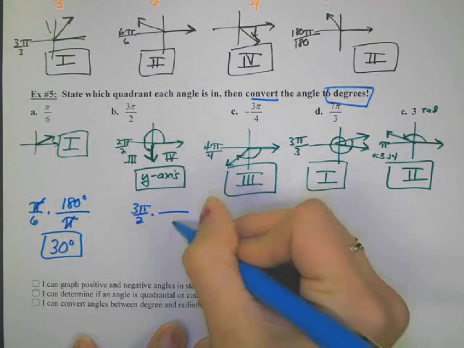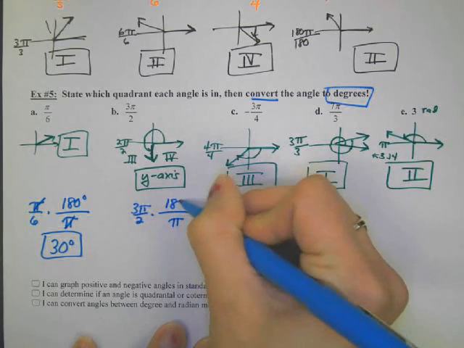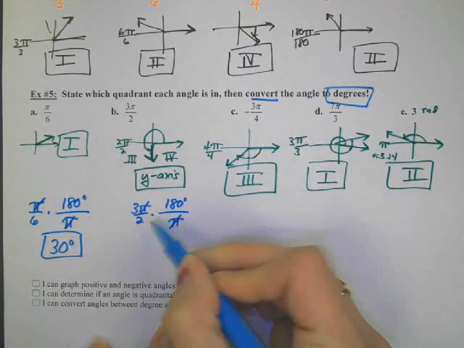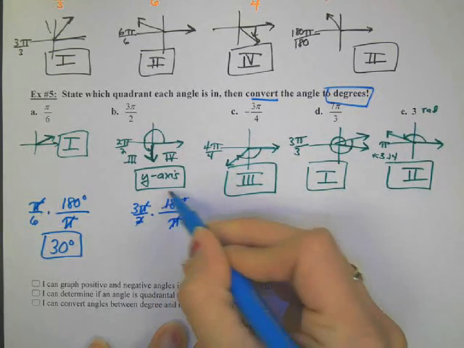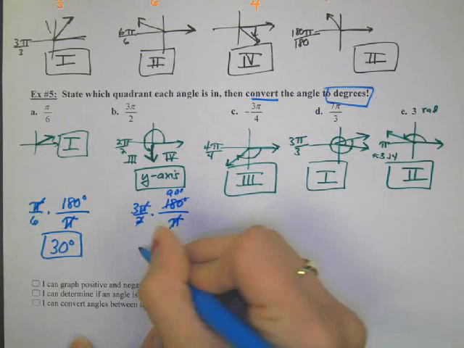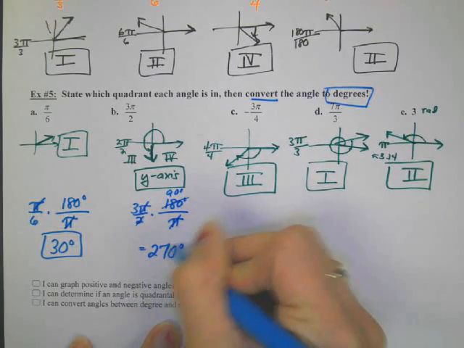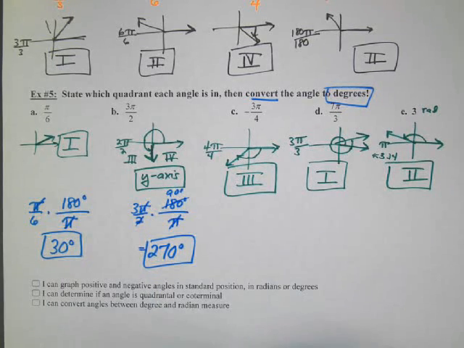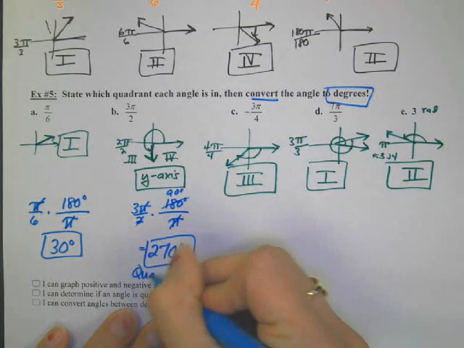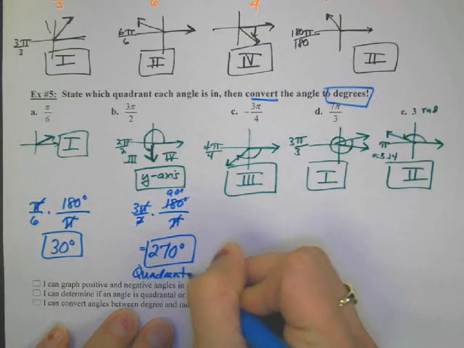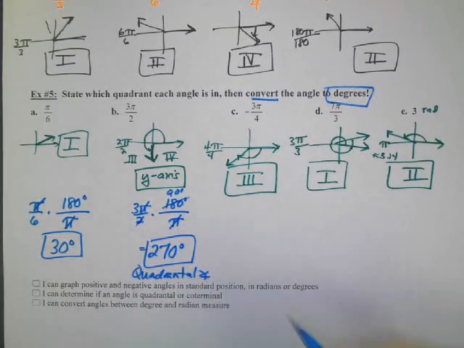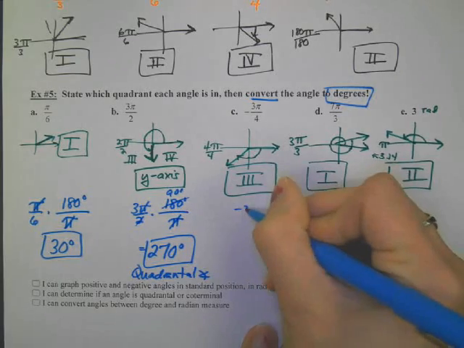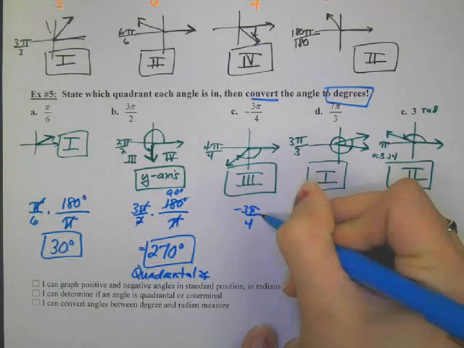Part B, let's take 3 pi over 2 and convert it to degrees. If you want radians to cancel, let's put it in the bottom. I'll put degrees on top. The pi's will cancel. 2 goes into 180, makes 90. 90 times 3 is 270 degrees. Is that what we said? Yes, he's a quadrantal. Ooh, let's put that. Quadrantal angle.